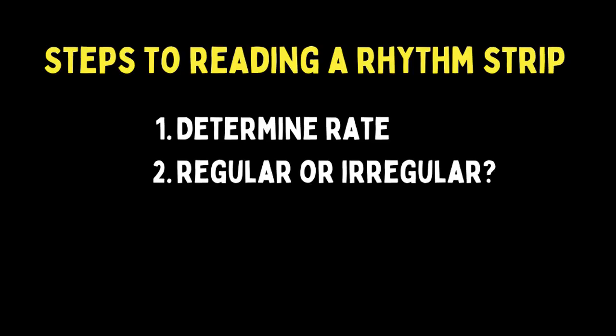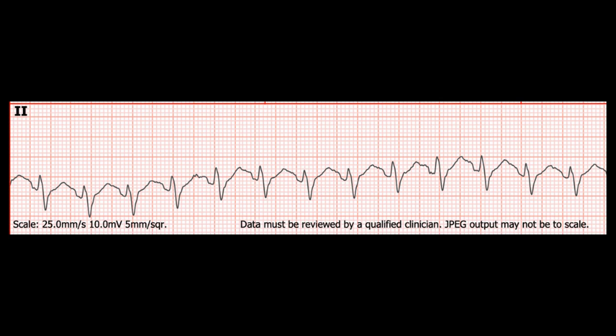Next step is to determine if the rhythm is regular or irregular. There's a little bit of a wavy baseline here, but it looks like the QRS complexes are evenly spaced out.